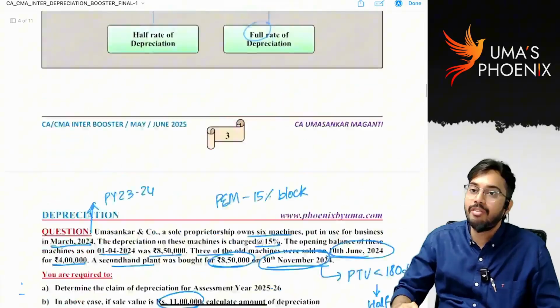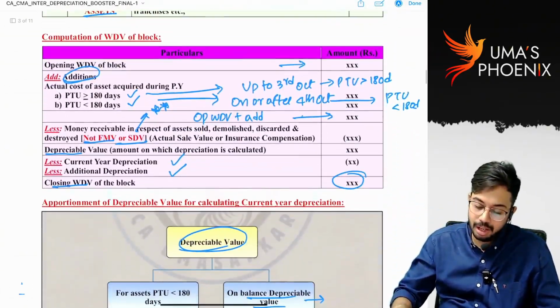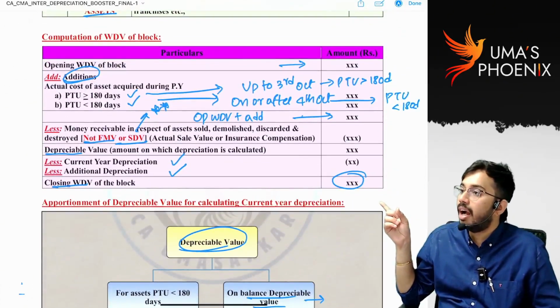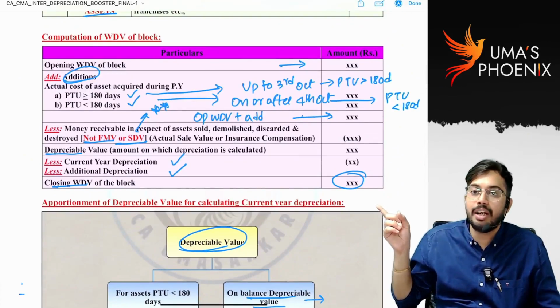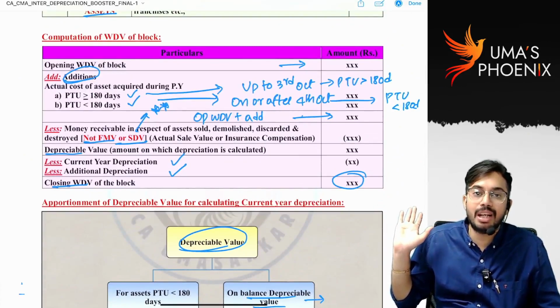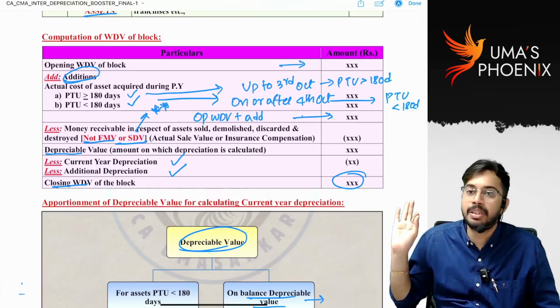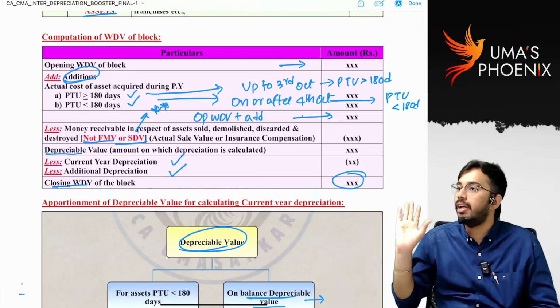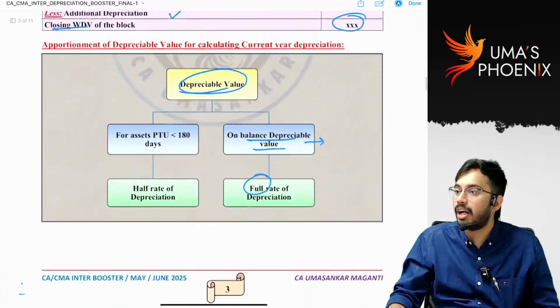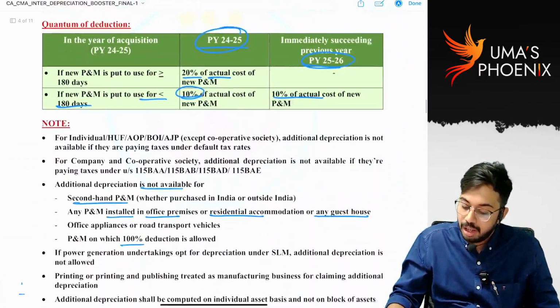Is it clear? We have seen the format, right? In the format, what I have said is that additional depreciation will also be reduced from written down value of the block. Is it clear? Additional depreciation expenditure is not allowed separately. It will also be reduced from written down value of the block.